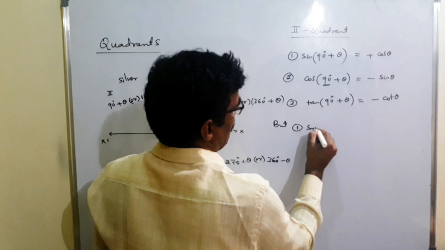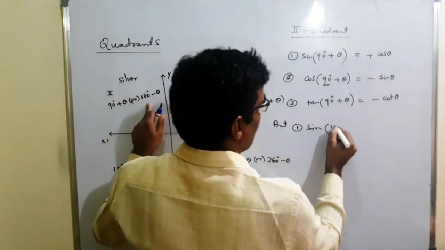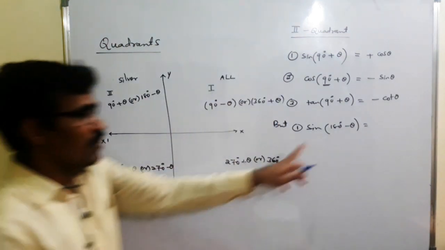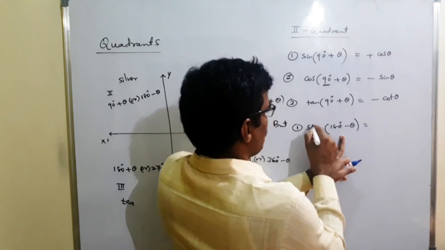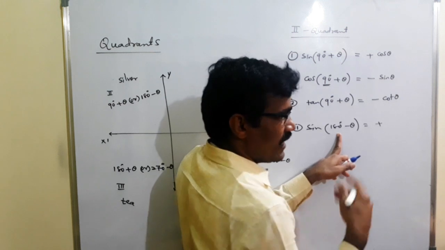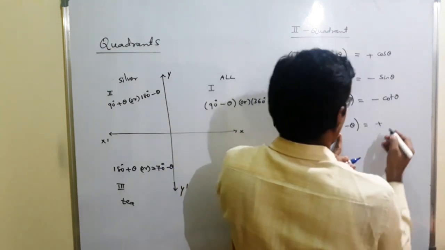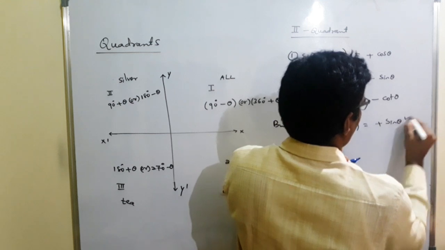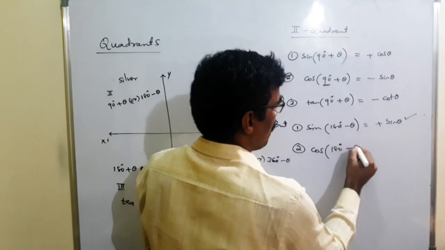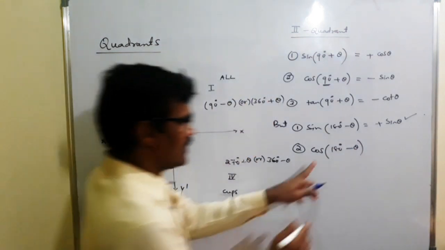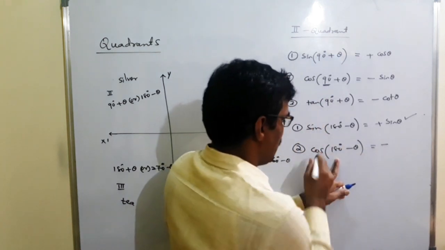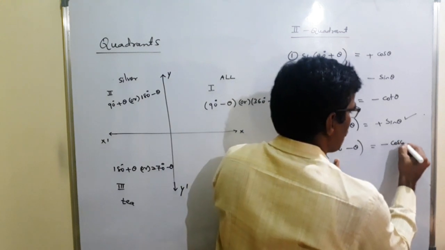Now number one, sine of 180 degrees minus theta. 180 is there. In the second quadrant sine is positive, surely positive. Here with 180 or 360, sine stays sine. That's why sine theta. Right? Second one, cos of 180 minus theta. Here second quadrant, cos is negative. 180 is there, so it stays cos. Here also minus cos theta.